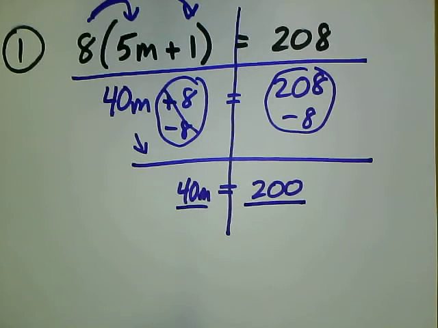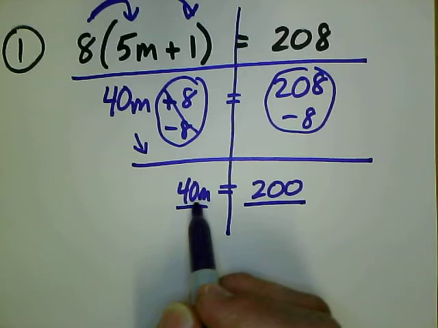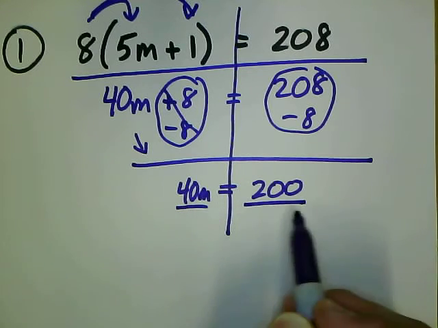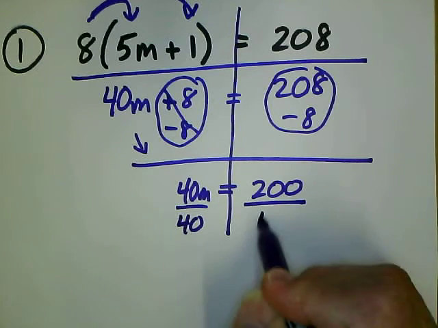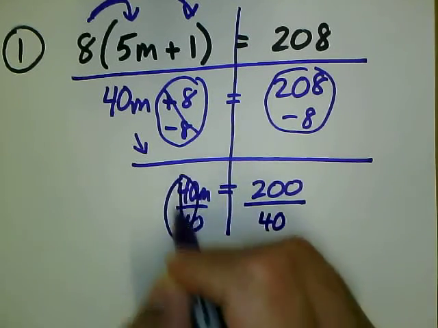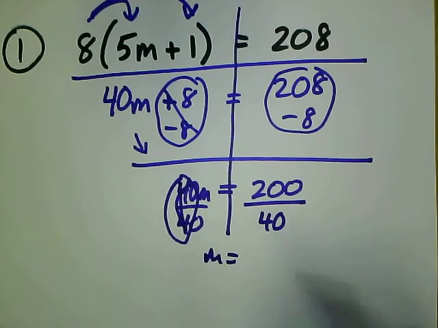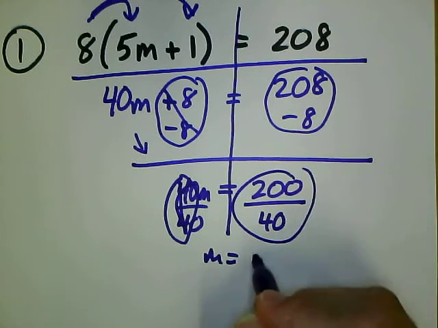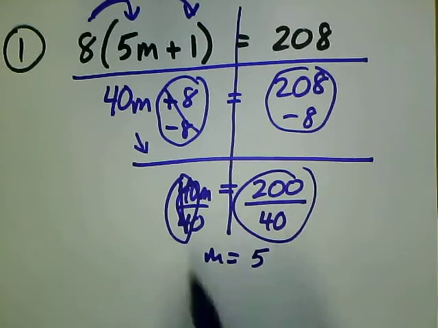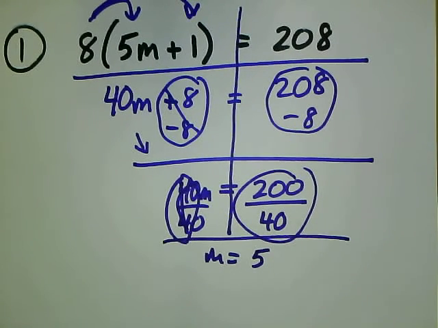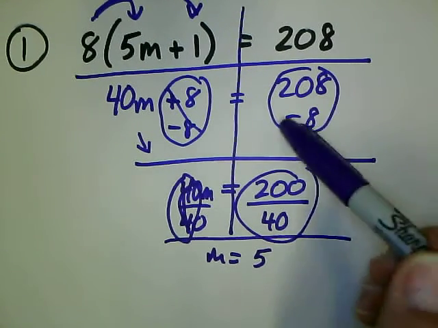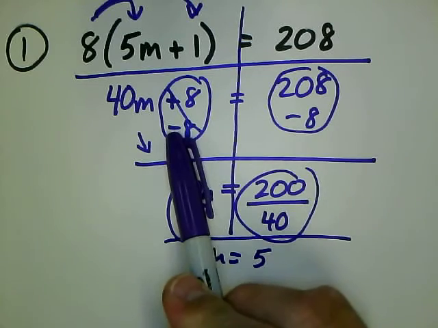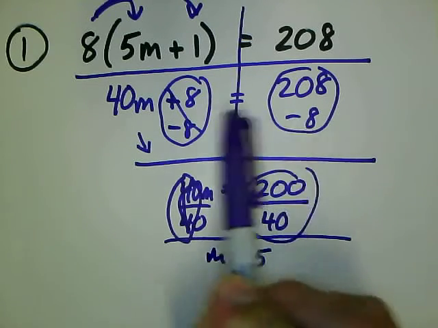All right. So since it's 40 times the m, you're going to draw a line, which means division. So you're going to divide it by 40. Our 40s are gone. We're left with our m. And 200 divided by 40 is 5. 208 minus 8. If you subtract 8 here, you have to subtract 8 here.